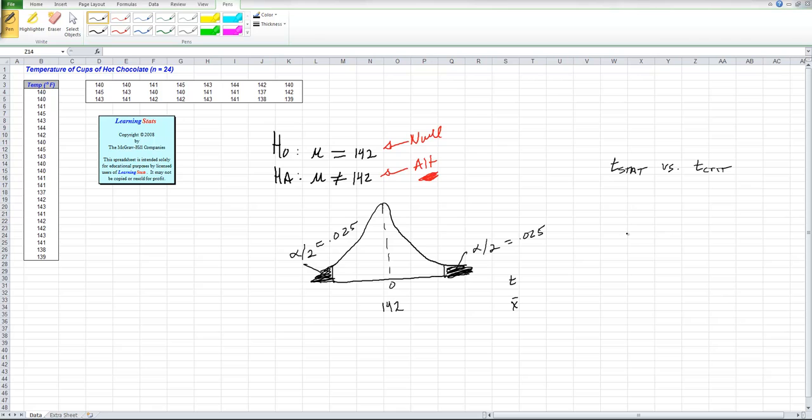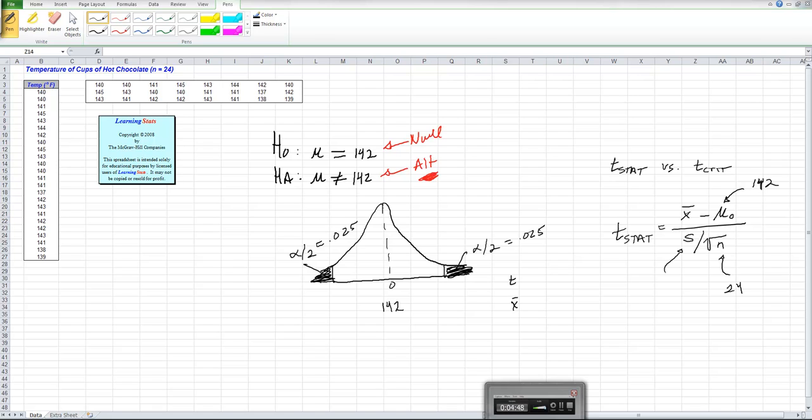The test statistic, and that's a subscript stat that I'm using just to indicate that this is a test statistic, is your sample mean minus your hypothesized mean, which is 142, over the denominator, which is the standard error. This S is the sample standard deviation, and this is the sample size, which is 24. So we already have a few elements in here. This is 142. But we need to know what our sample mean is and our sample standard deviation to fill out the rest.